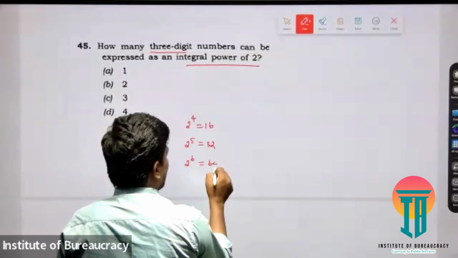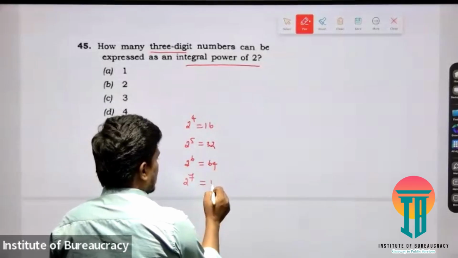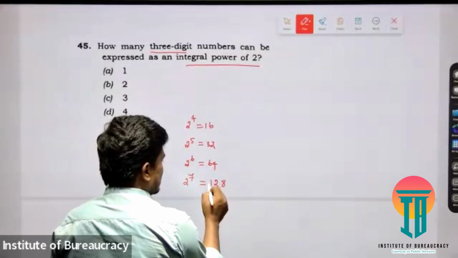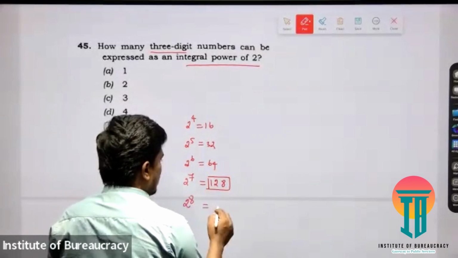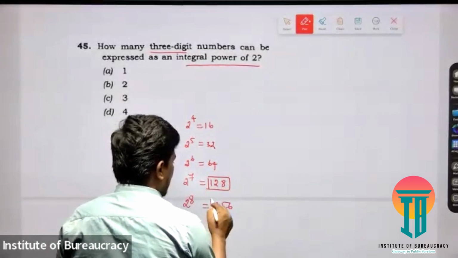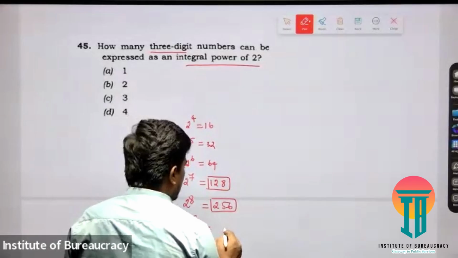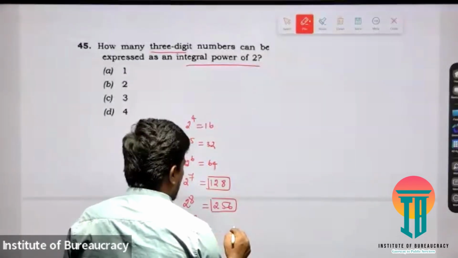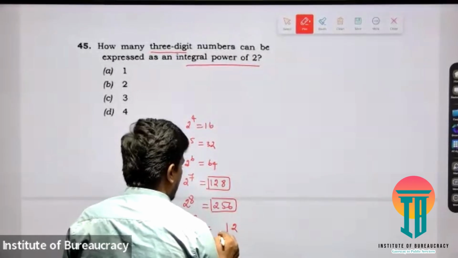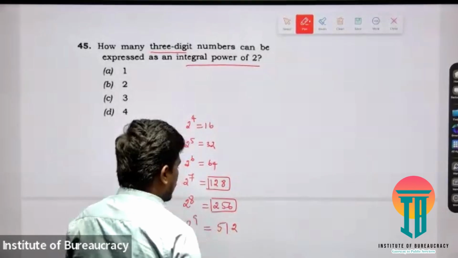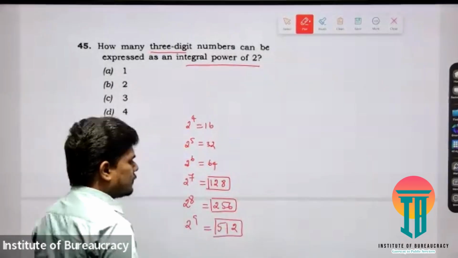2 power 6 is 64. 2 power 7 is 128. This is the first three-digit number. Then 2 power 8 is 256. That's a three-digit number. 2 power 9 is going to be 512. This is another three-digit number.